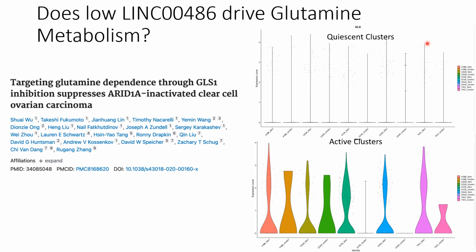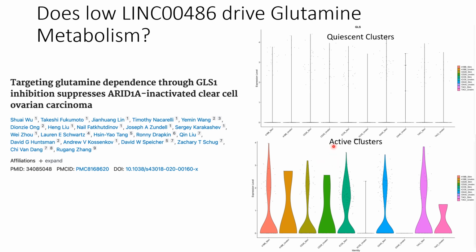I would be really interested in seeing this outside of a transcriptomic dataset, but one of the primary enzymes responsible for glutamine metabolism, glutaminase, is completely downregulated in these clusters that I've dubbed as quiescent, but the active clusters have significantly more expression of GLS1.